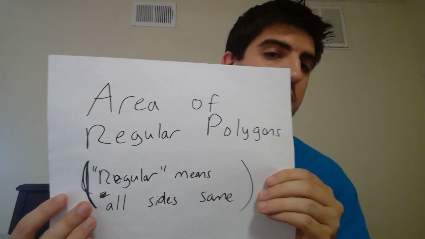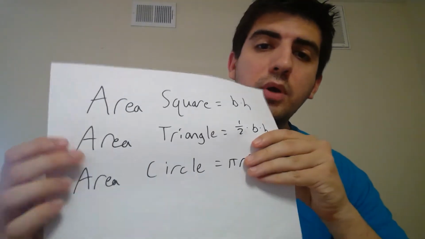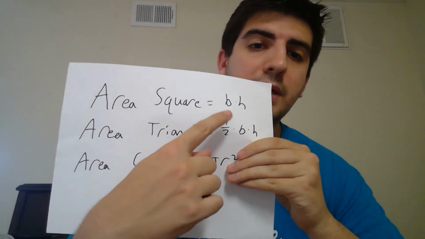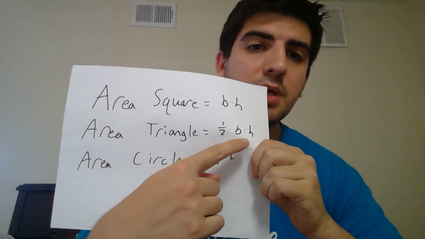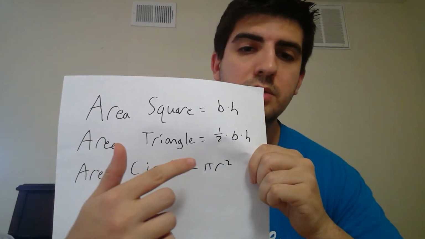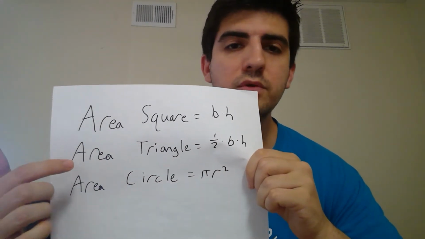It's really not that bad, but just to talk about why we need this, let's do a quick review of some area formulas we've learned this year. We know that the area of a square is base times height. We know that the area of a triangle is 1/2 base times height. And we know the area of a circle is pi r squared. In and of themselves, those aren't that bad.